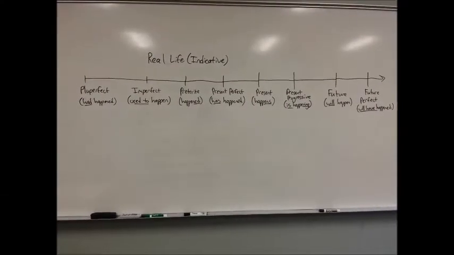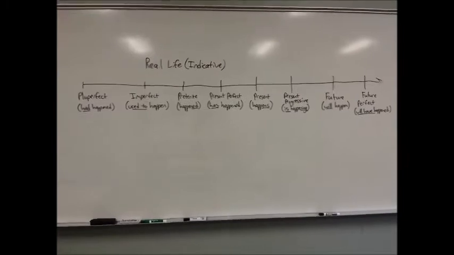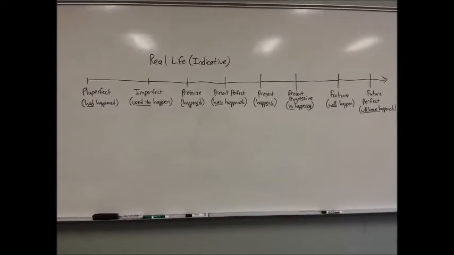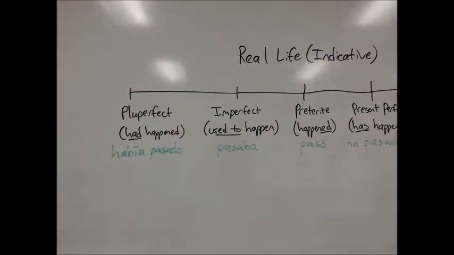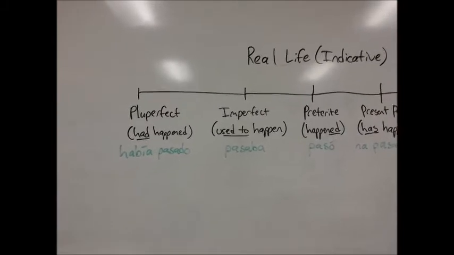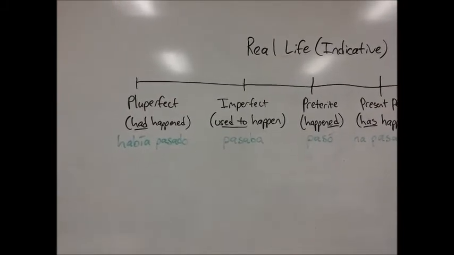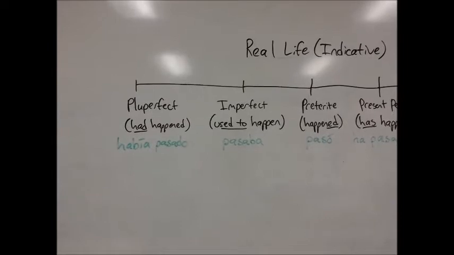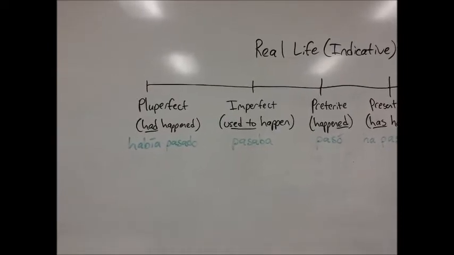This is a quick review of all of the tenses that we've learned in Spanish and how they all fit together. The first timeline explains the tenses of the indicative, which is used to talk about things in real life. The last item on the timeline is the pluperfect. The pluperfect expresses things that had happened, usually before something else.